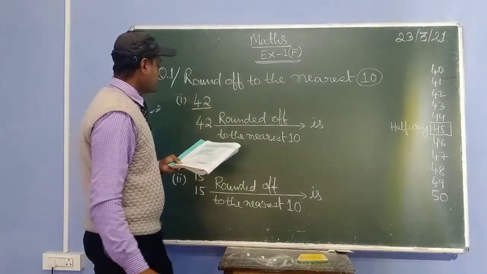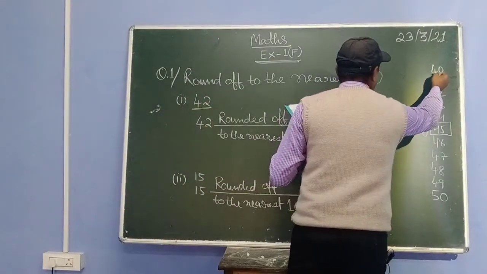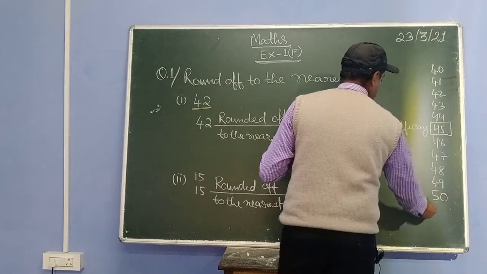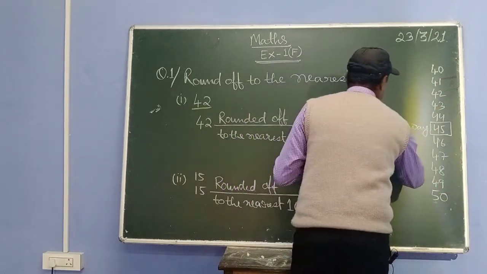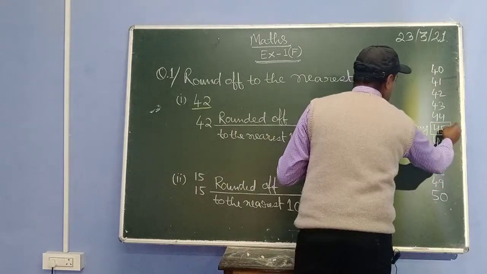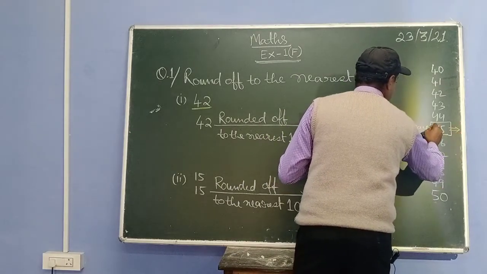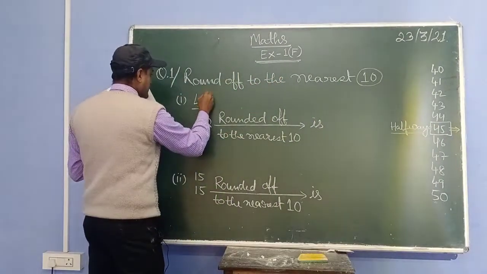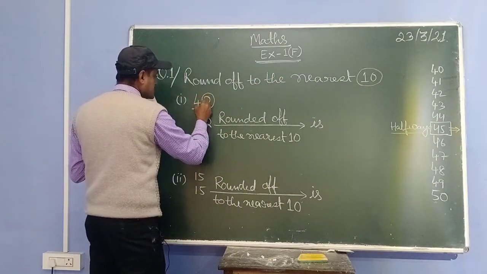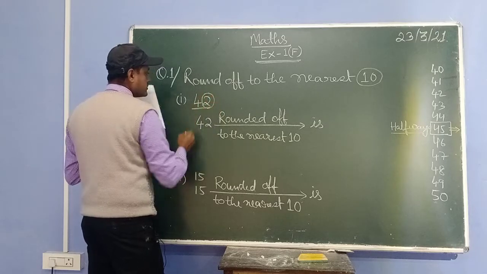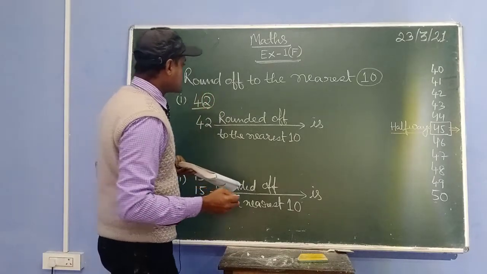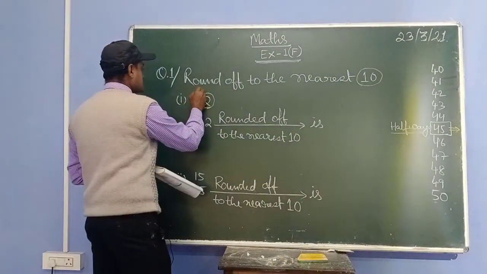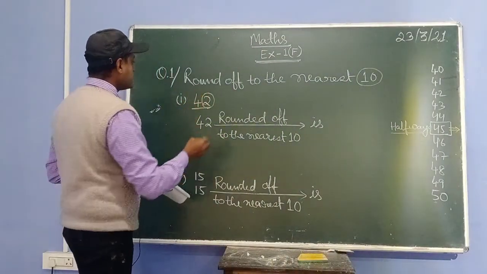What you will do is write, on the right hand side, 40, 41, 42, 43, 44 till 50. The halfway of 40 to 50 is 45. If the first digit is more than 5 or equal to 5, then we will add 1 to this digit. If not, then we will write it as it is.